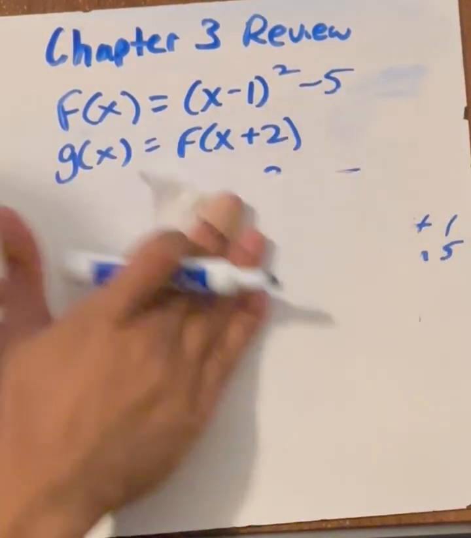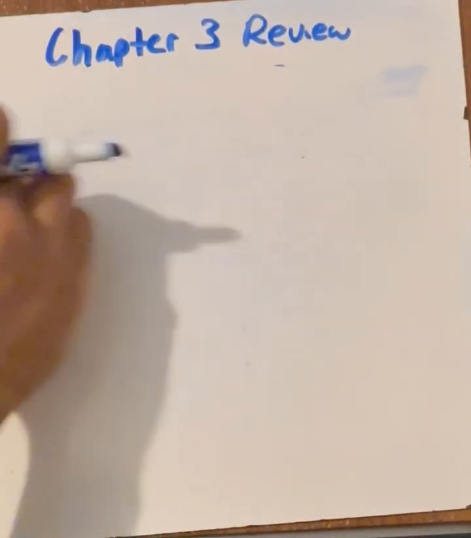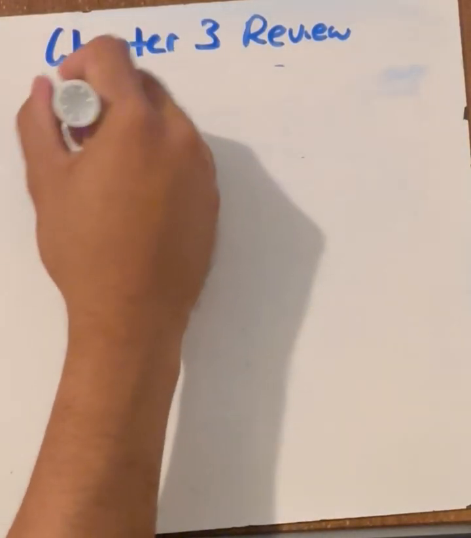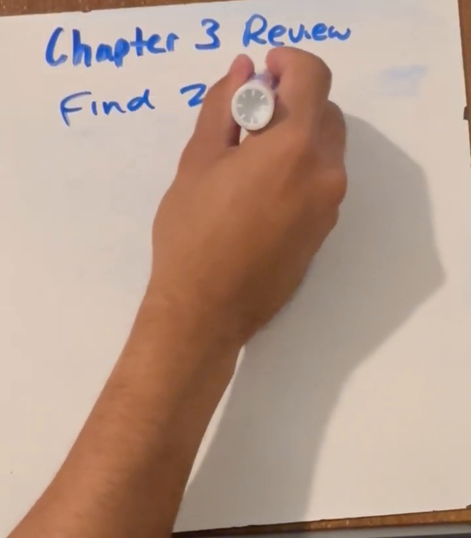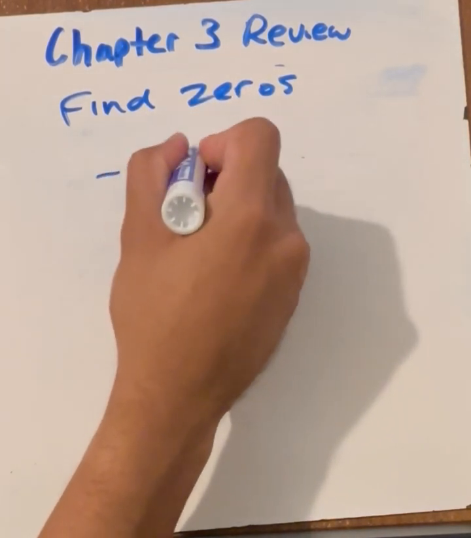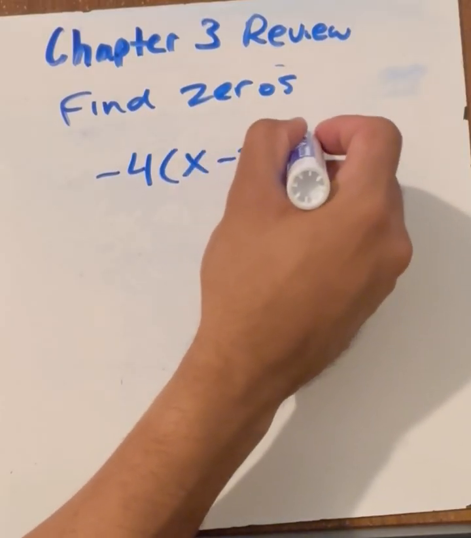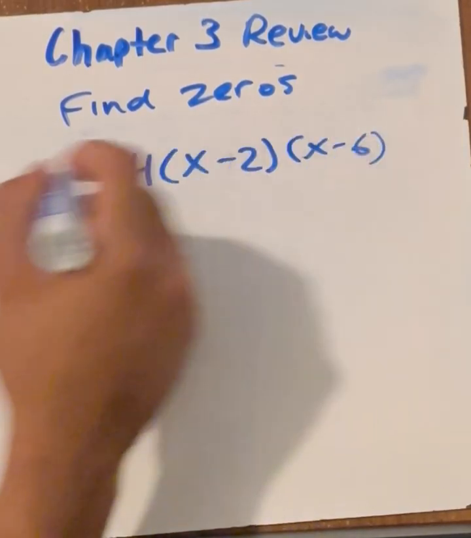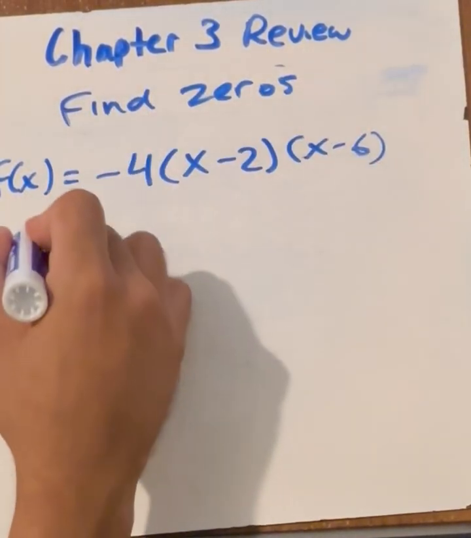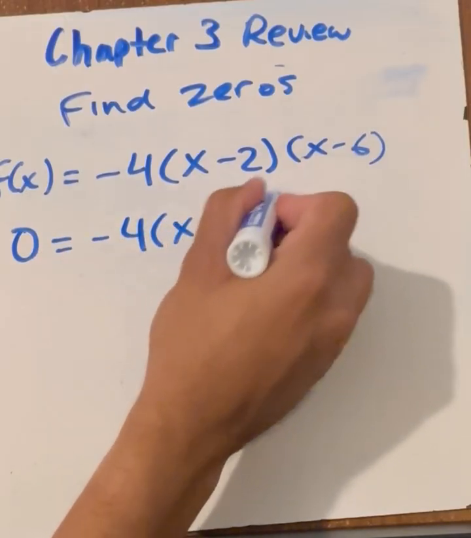All right, let's go and take a look at number 4. Okay, so number 4 says find the zeros. So anytime it says find the zeros, all we got to do is set the function equal to 0. So right now it says f of x equals negative 4, x minus 2, x minus 6. So what we're going to do to find the zeros is set f of x as 0 equal to negative 4, x minus 2, x minus 6.